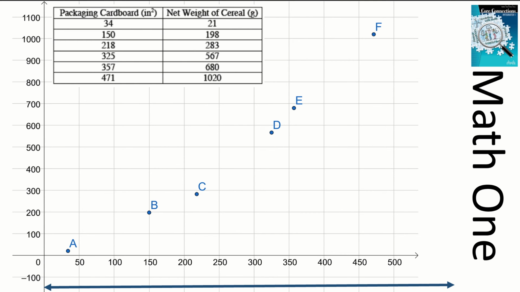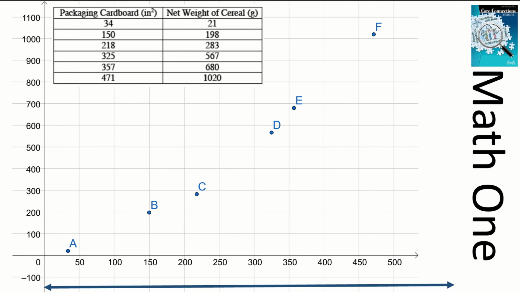But what you see here is a model, and you can see a data set where we have the square inches of cardboard used to build a particular cereal box, and then the net weight of the cereal inside the box. Along my x-axis, I've set up the square inches of cardboard used, and it's important to keep in mind what the x and y axes represent. The way this was set up, the x-axis is the cardboard used, and the y-axis is the net weight of the cereal. And you can see I've plotted these points.